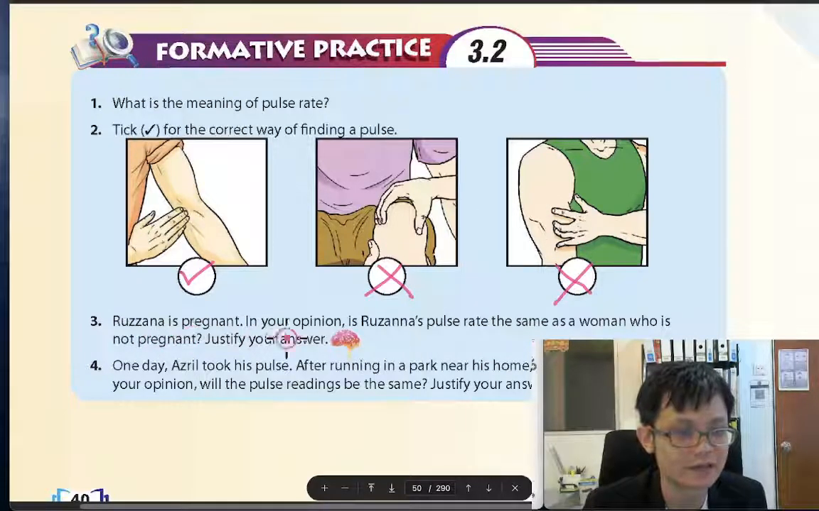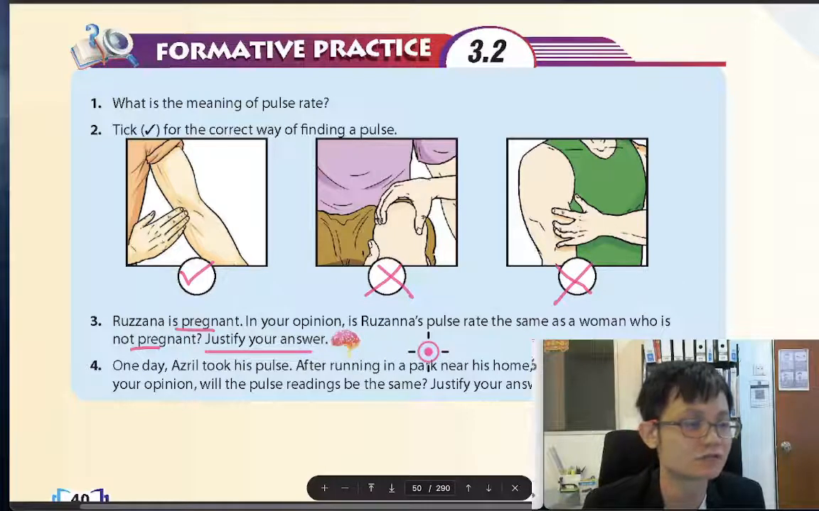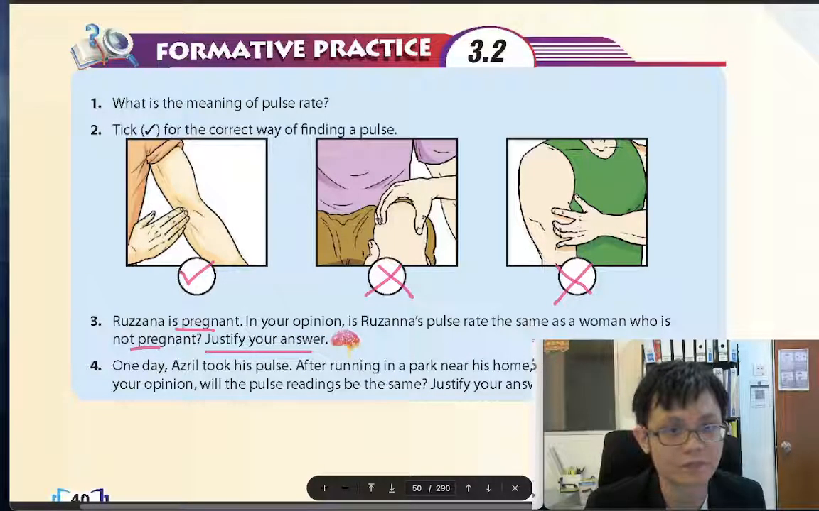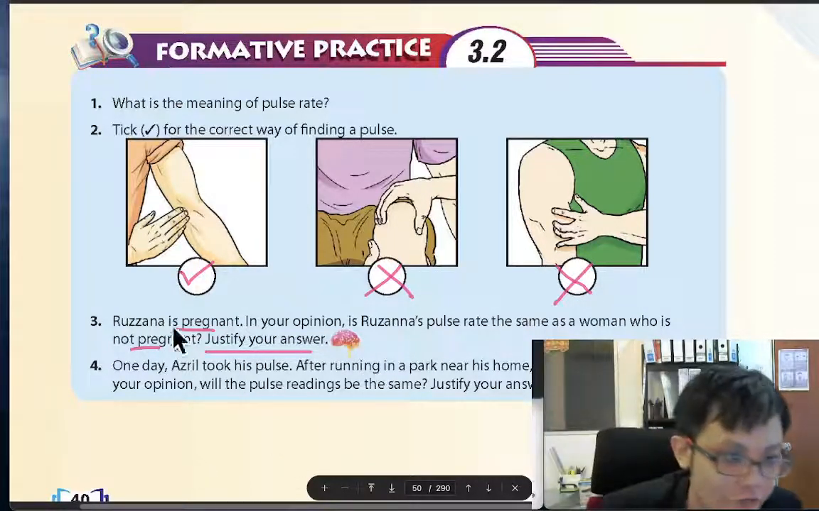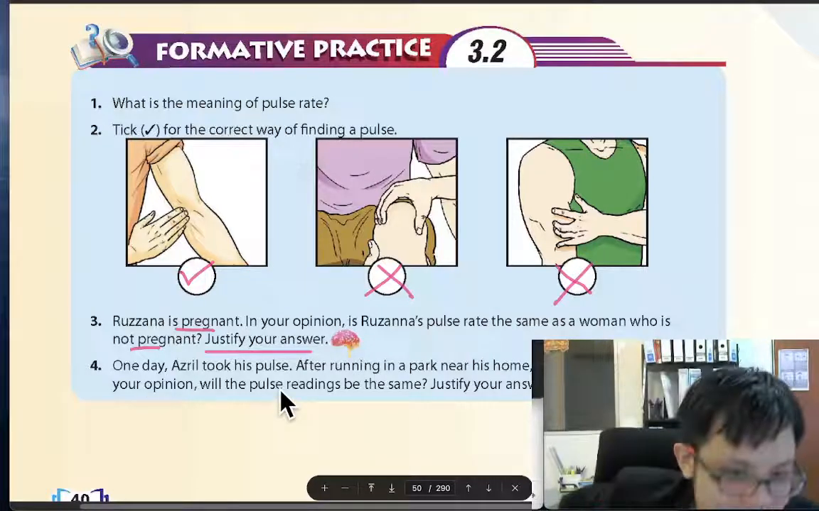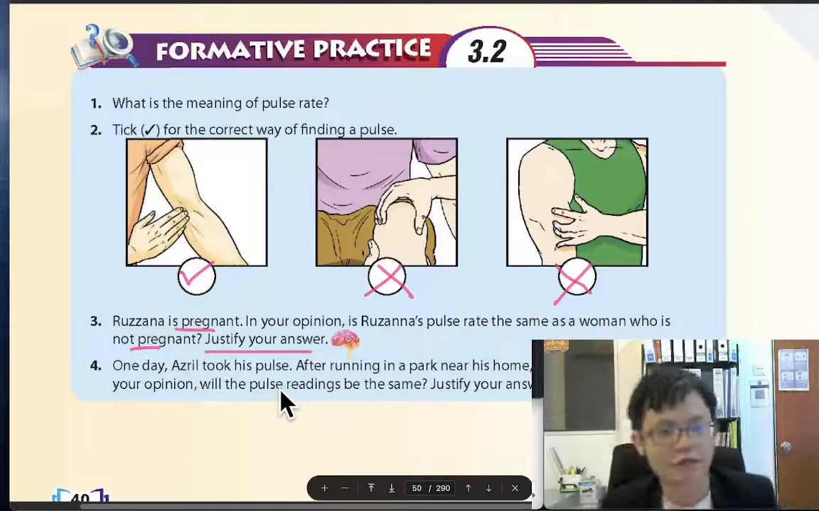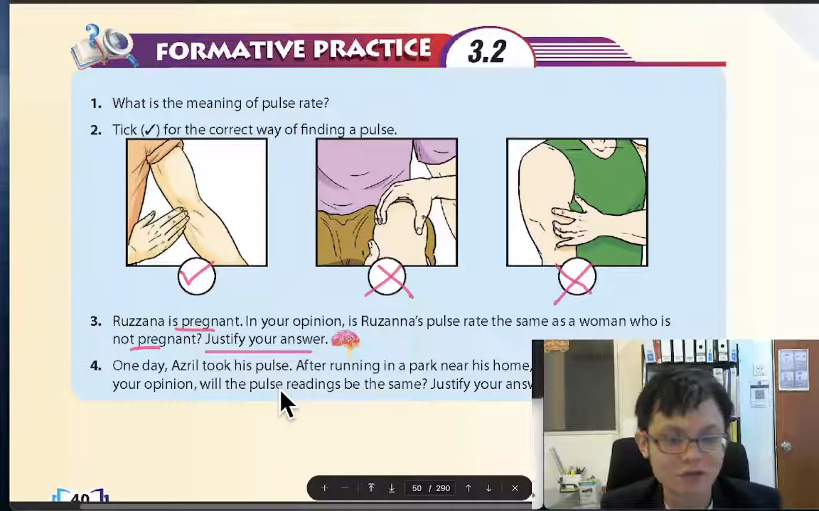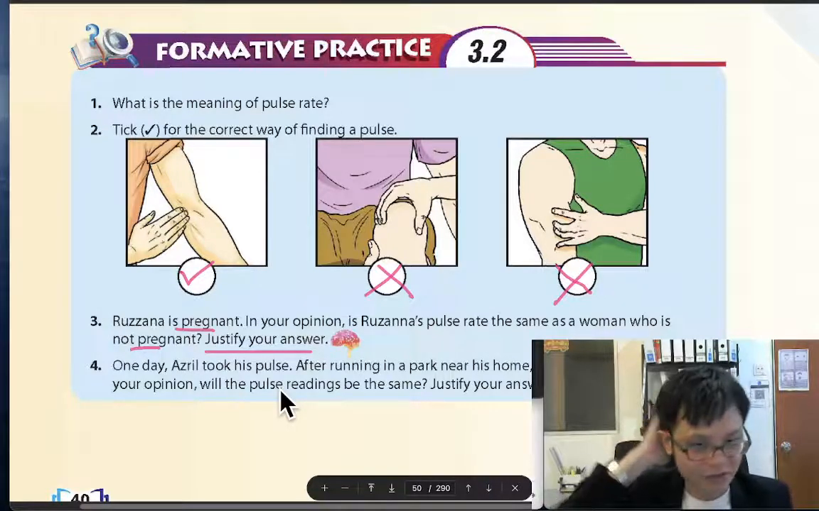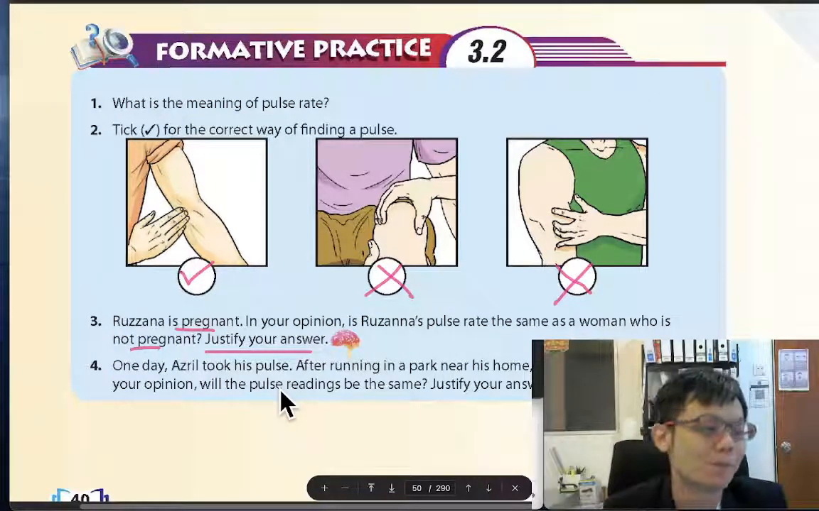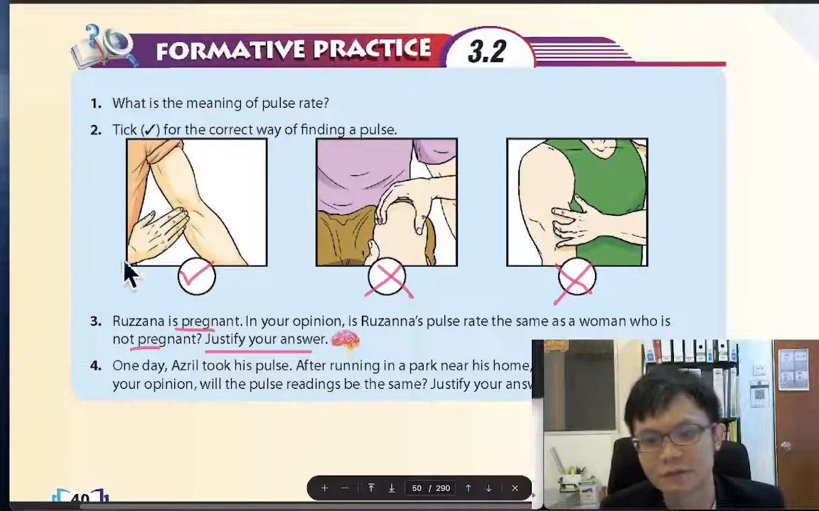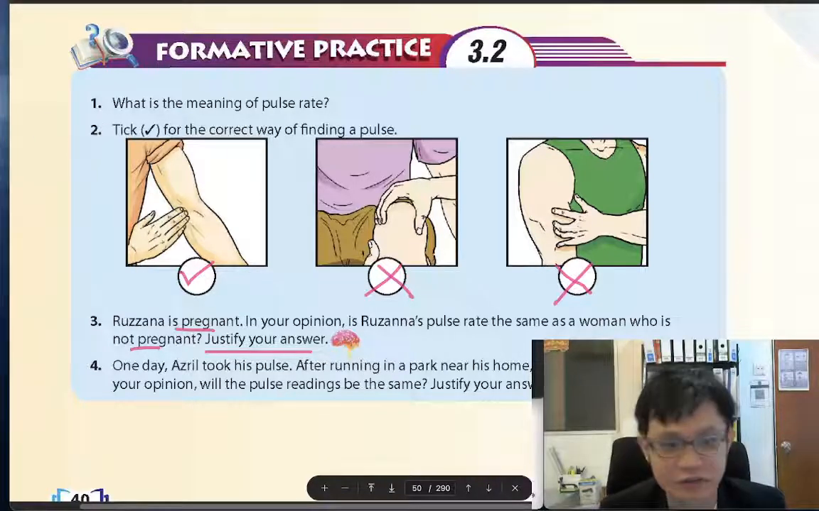Ruza is pregnant. In your opinion, is Ruzana's pulse rate the same as a woman who is not pregnant? So if you have a baby, is the pulse rate the same? Yes, so of course, if you can Google and find the answer, that is the best, because nowadays it's very high tech already. Don't just wait, you don't need to just learn from the teacher, you can actually learn from Google. And Google also is my teacher, it's also your teacher.